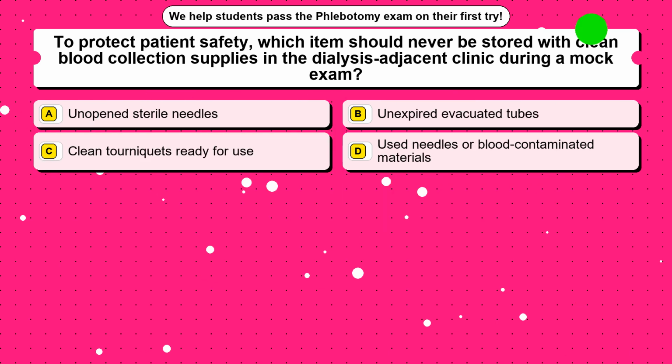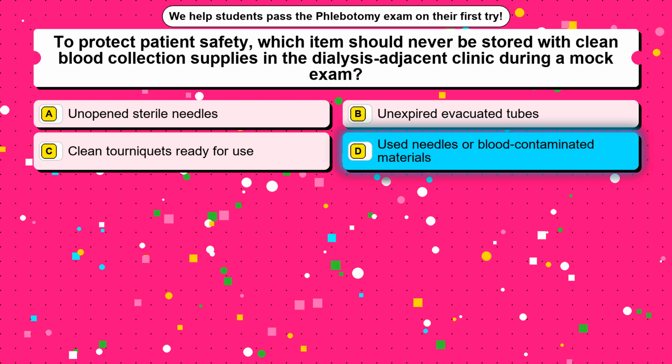Question 87. To protect patient safety, which item should never be stored with clean blood collection supplies in the dialysis adjacent clinic during a mock exam? Option A, unopened sterile needles. Option B, unexpired evacuated tubes. Option C, clean tourniquets ready for use. Option D, used needles or blood-contaminated materials.